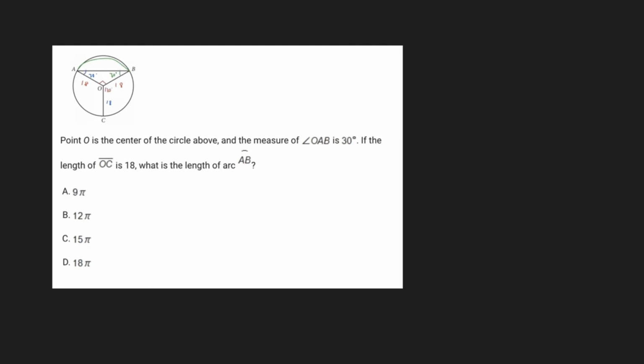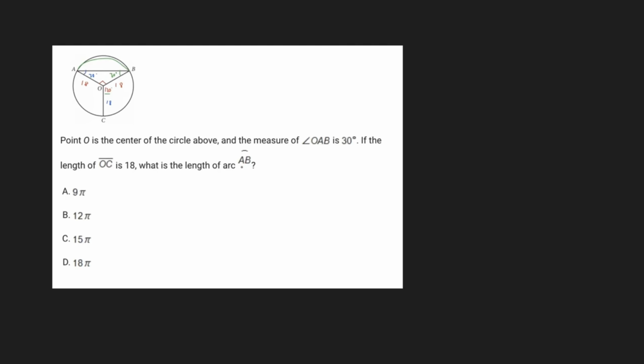Boom. All right, so now how do we actually solve for the length of AB, right? Well, here's the thing. We know that angle AOB, the 120 degrees right here, is the inscribed angle of the arc of AB.